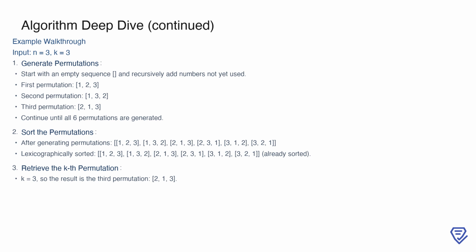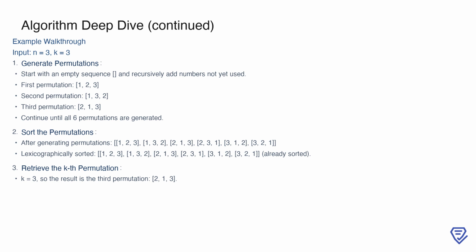After the permutations are generated, they are sorted in lexicographic order. In this case, the permutations are already in order: 1, 2, 3, 1, 3, 2, 2, 1, 3, 2, 3, 1, 3, 1, 2, 3, 2, 1. Since k equals 3, we retrieve the third permutation from this sorted list, which is 2, 1, 3.